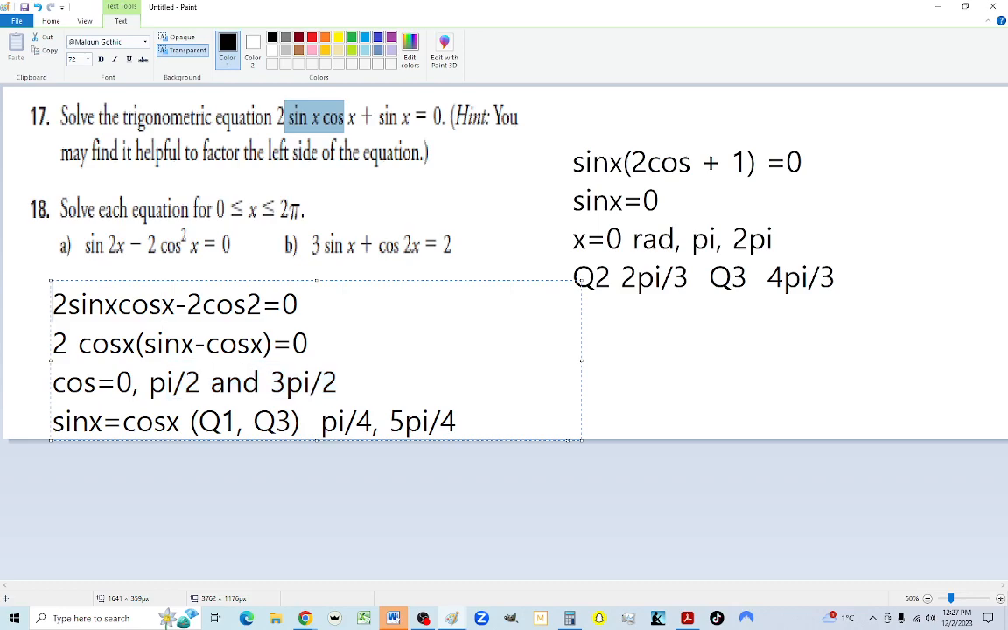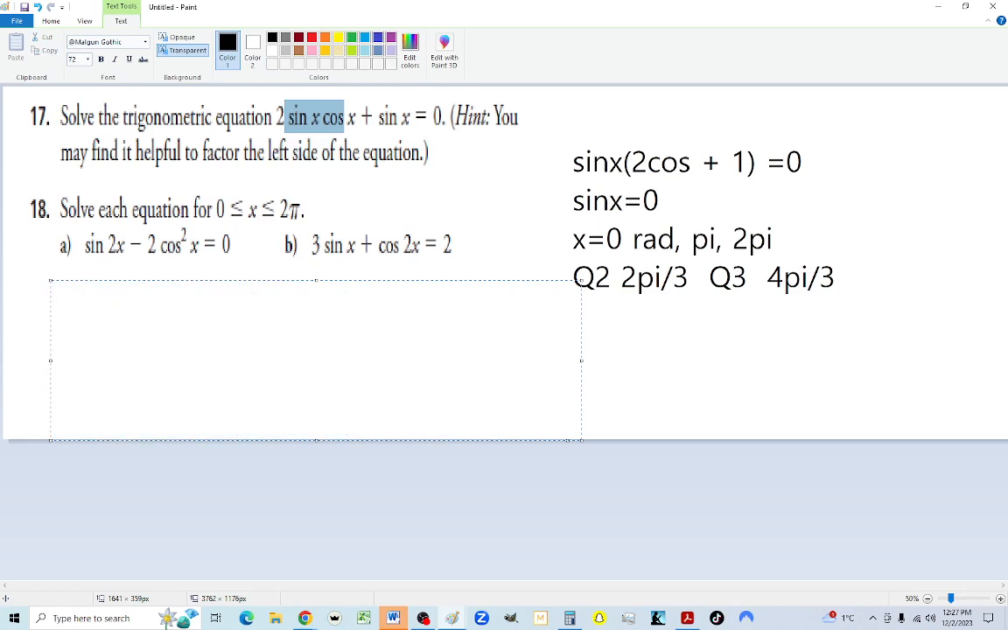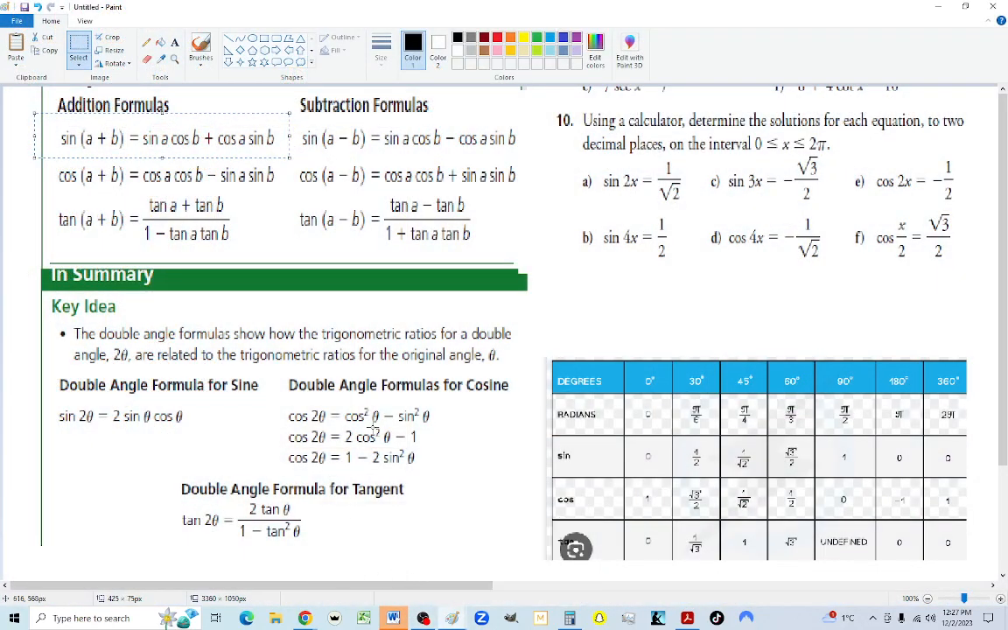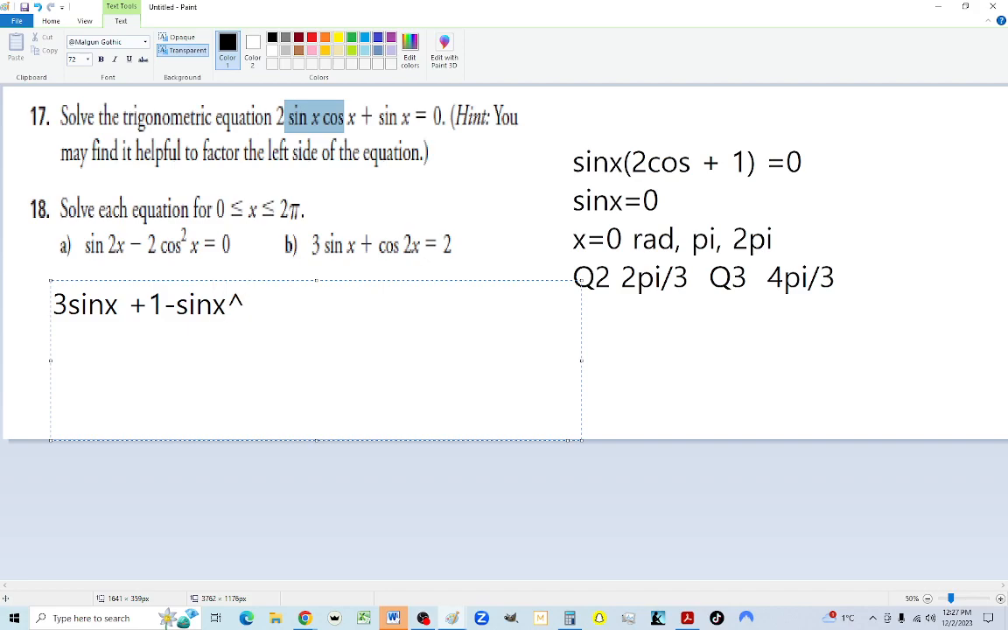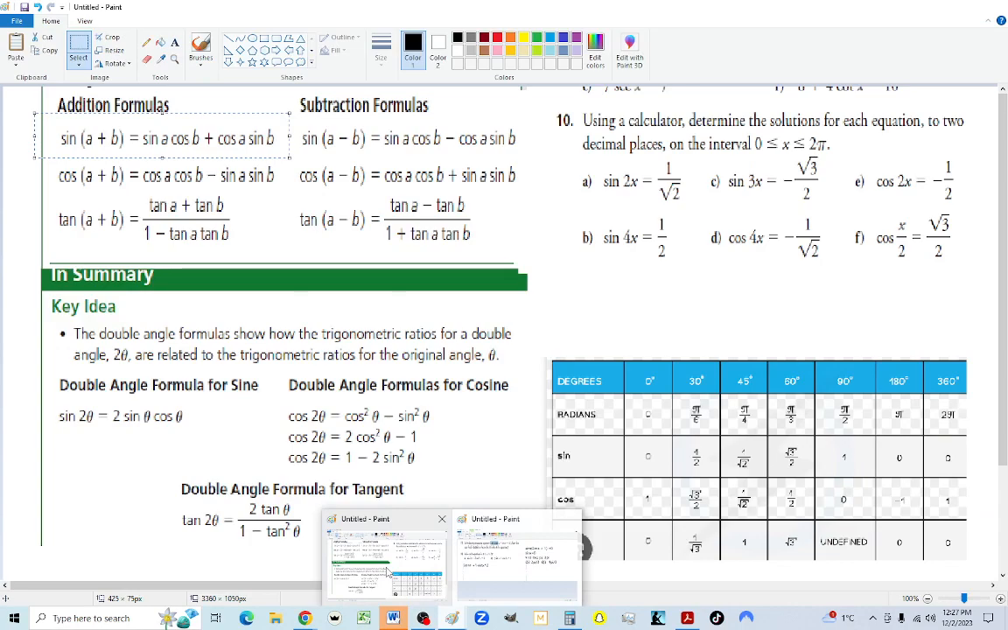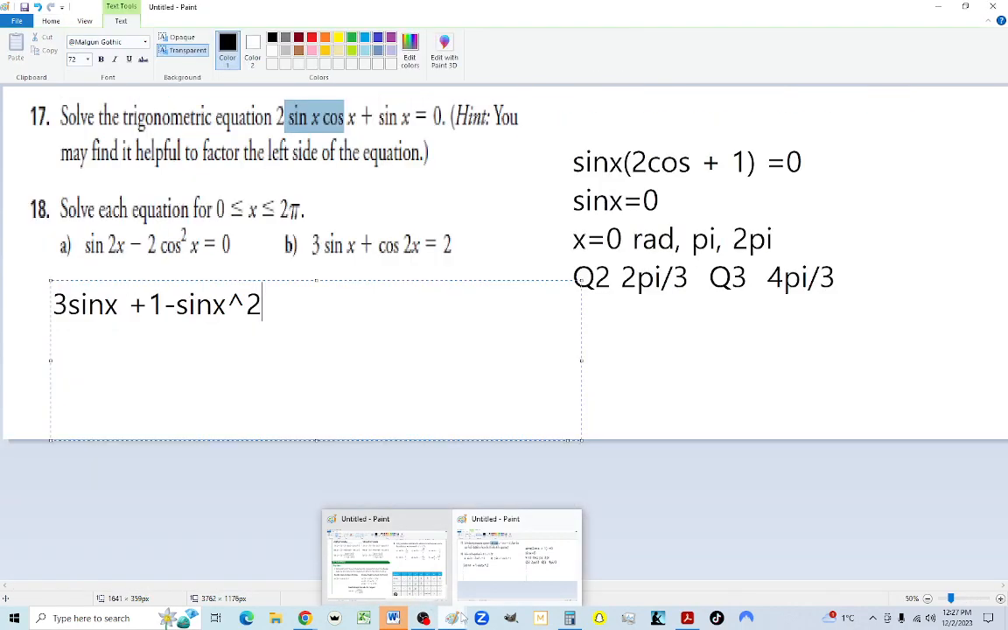Up here, 3 sine x, it's the same thing. We've got to find a version of cos 2x that has sine in it. So you don't want to convert to that. You probably want to convert to this: 1 minus 2 sine squared x. So you're going to get 3 sine x plus 1 minus 2 sine x squared.